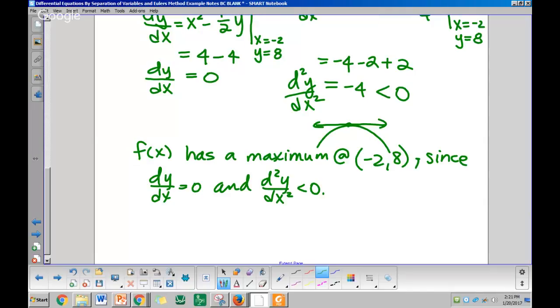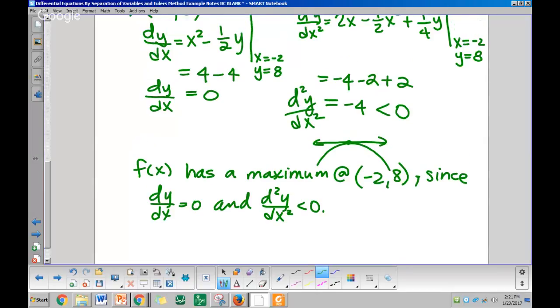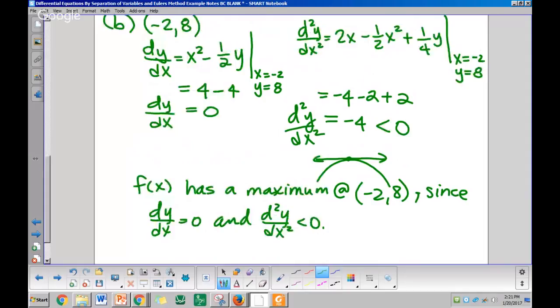Otherwise we have to check what's on either side if you do the first derivative test. Did we use the first derivative test here? No, we used the second derivative test. So that's nice. And I might even put it in there so a reader knows that's the test you're using.